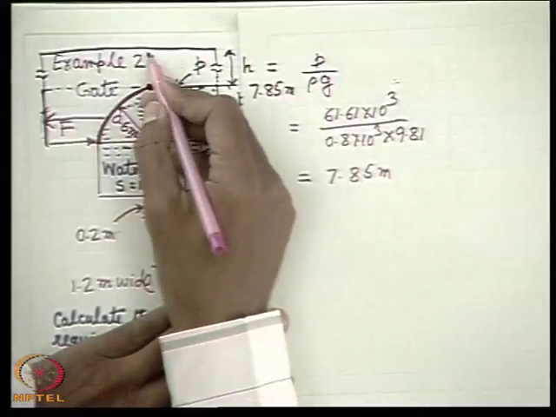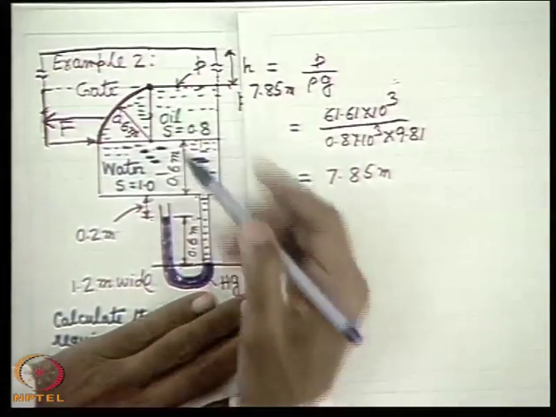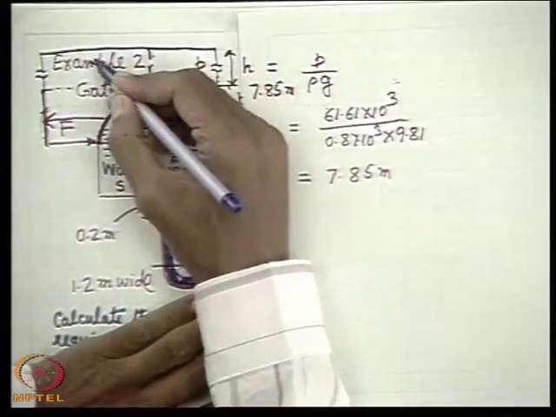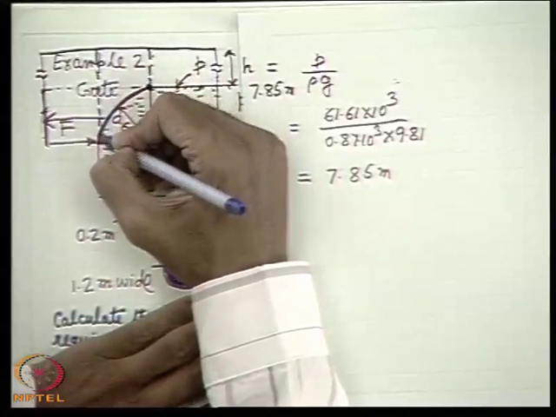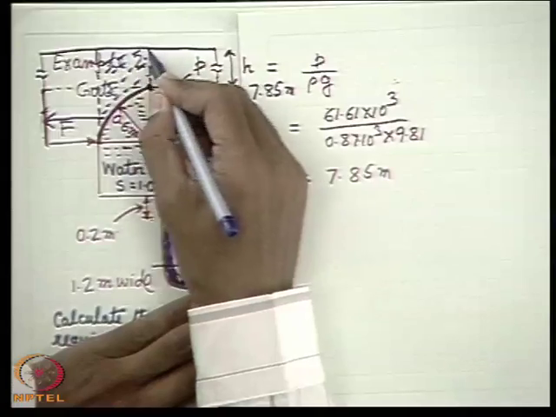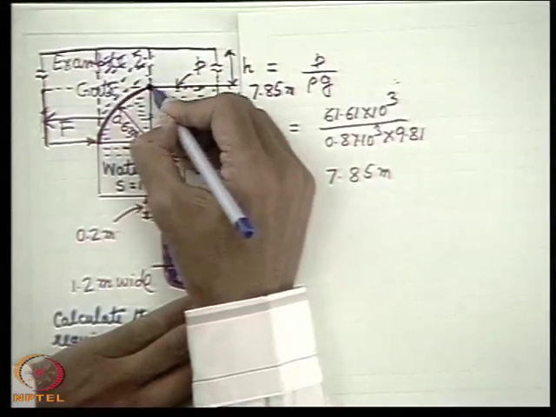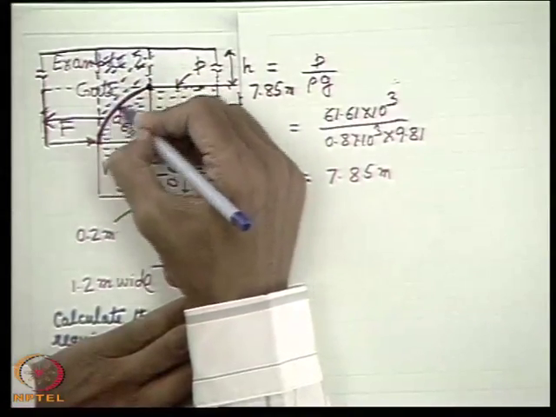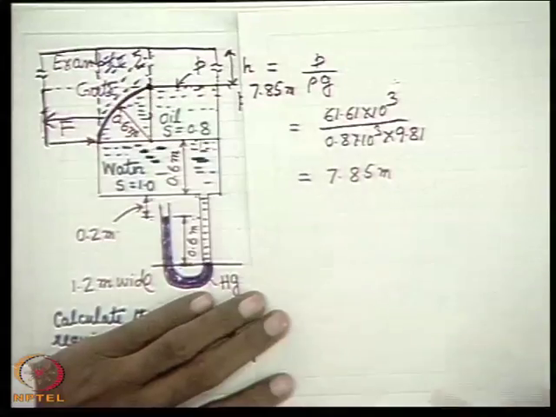Now it is very simple to say that it is the weight of this liquid vertically above the surface, that means the weight of this part of the liquid up to the free surface. So we will have to find out the weight of this liquid. How do we find out the weight of this liquid? Please tell me.